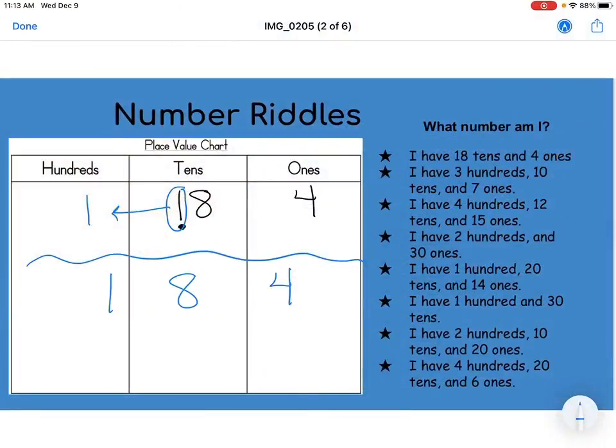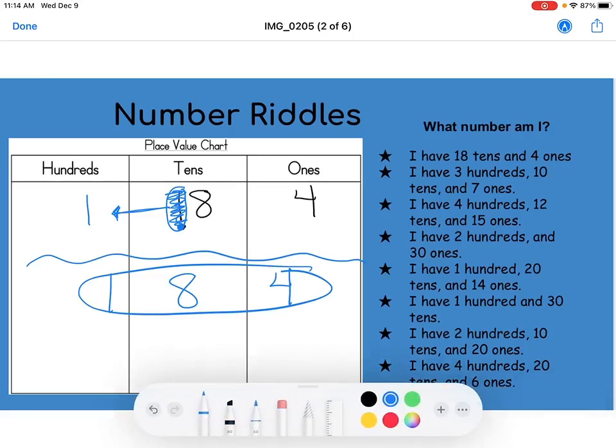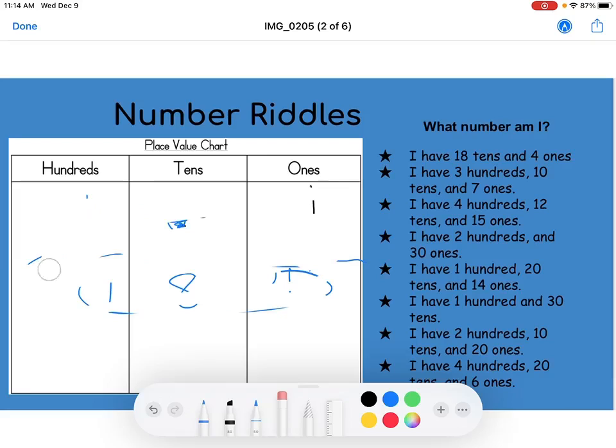Okay, I hope you solved the problem. I hope that you recognize that you could take this 1 from the 18 10s, it's actually 100, and move it over into the hundreds place. So now I no longer have that there. It's now in the hundreds place. So when you move all your numbers down on your chart, you see that you have the number 184. So that was the answer to the first riddle. All right, let's move on to the next one. And I'm going to erase. You just draw yourself a new place value chart and get ready for the next riddle.